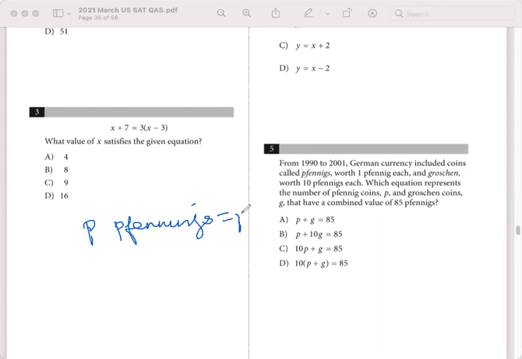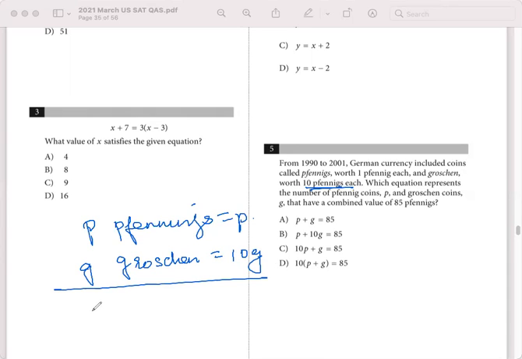then their value is just P in pfennigs. And if I have G groschen, then in pfennigs, their value is 10G, right? Because each groschen is worth 10 pfennigs. So G groschen is worth 10G pfennigs. So the total value in pfennigs is P plus 10G, and that is equal to 85. So P plus 10G is 85, option B.